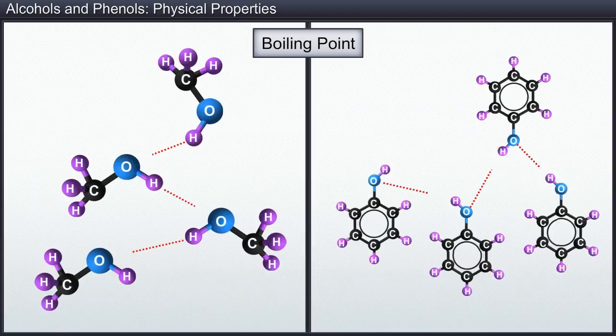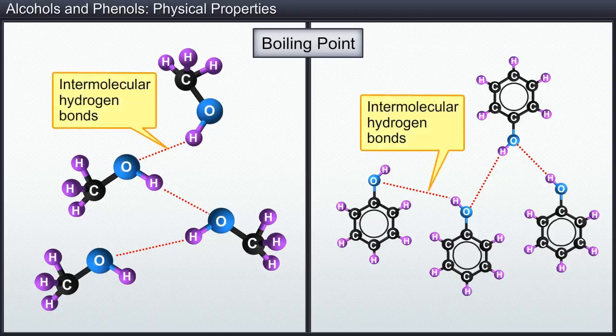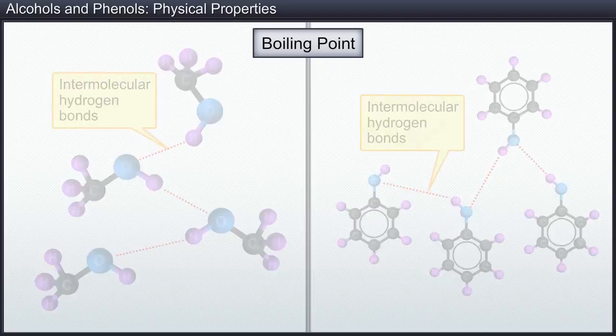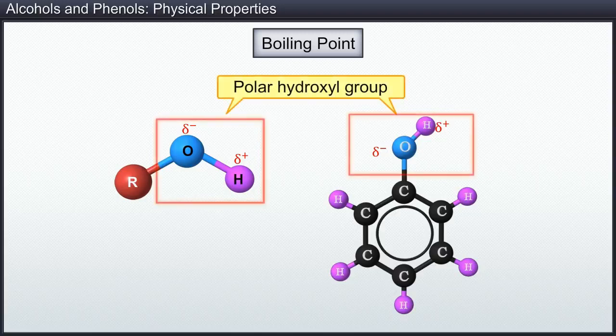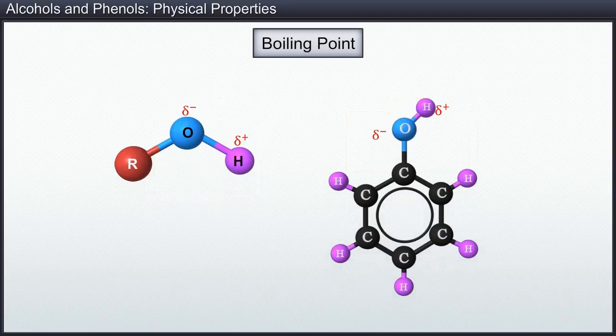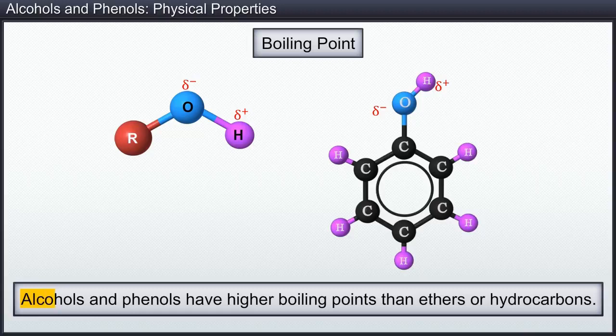Both alcohols and phenols can participate in intermolecular hydrogen bonds due to the presence of the polar hydroxyl group. Thus, alcohols and phenols have higher boiling points than ethers or hydrocarbons, which cannot participate in hydrogen bonding.